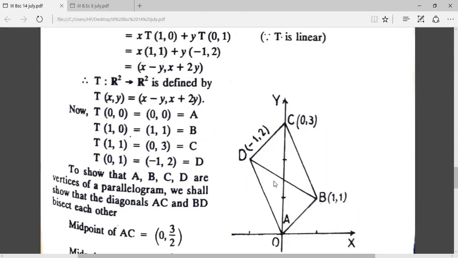ABCD, that is A is (0, 0), B is (1, 1), C is (0, 3), and D is (-1, 2). So that is shown in the figure.